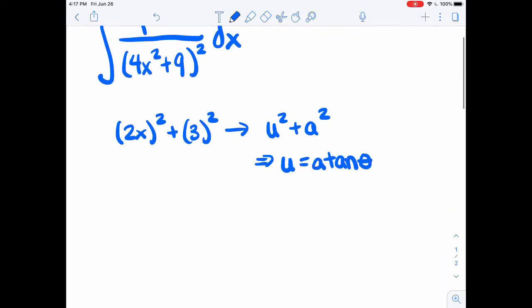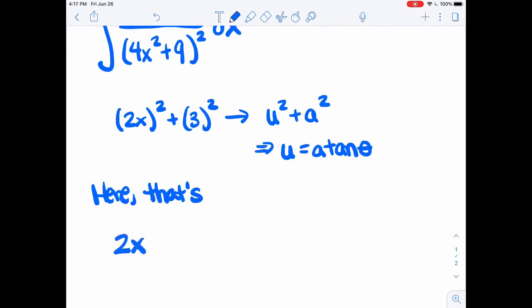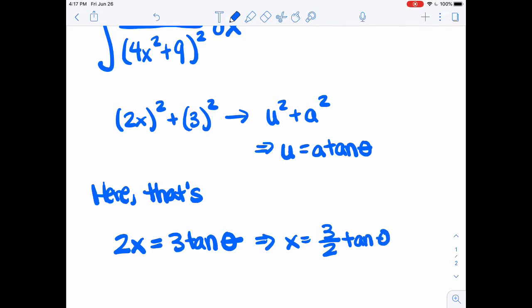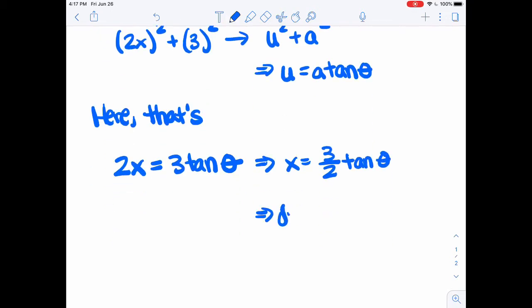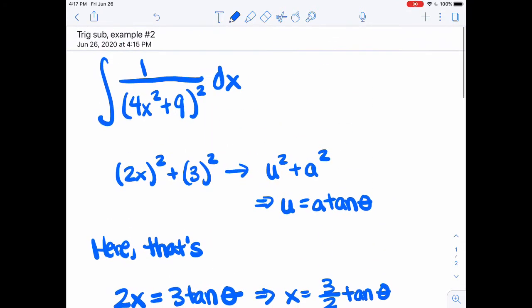So for us, that's 2x equals 3 tan theta. That's the substitution we're going to do. That, of course, means x equals 3 halves tan theta, which means dx equals 3 halves secant squared theta d theta. We need the dx because we're going to replace all of the x's in the original integral with things involving theta. So we need to replace the dx as well.